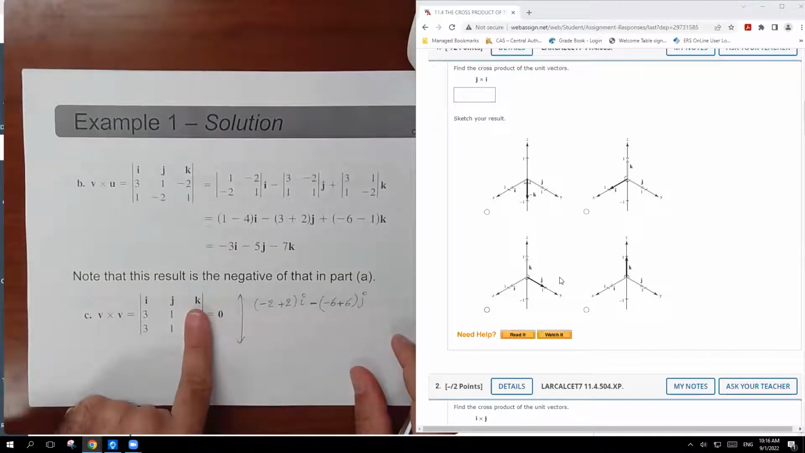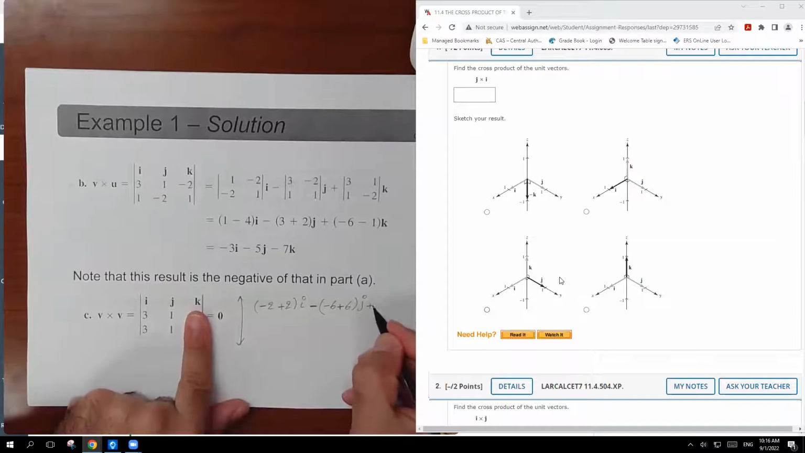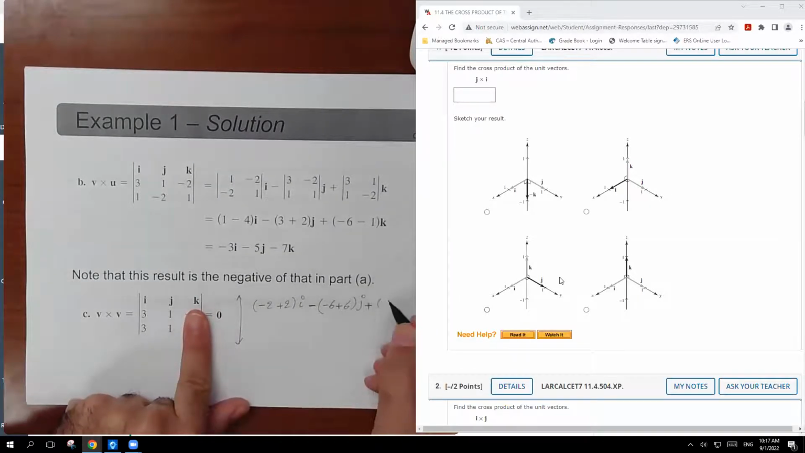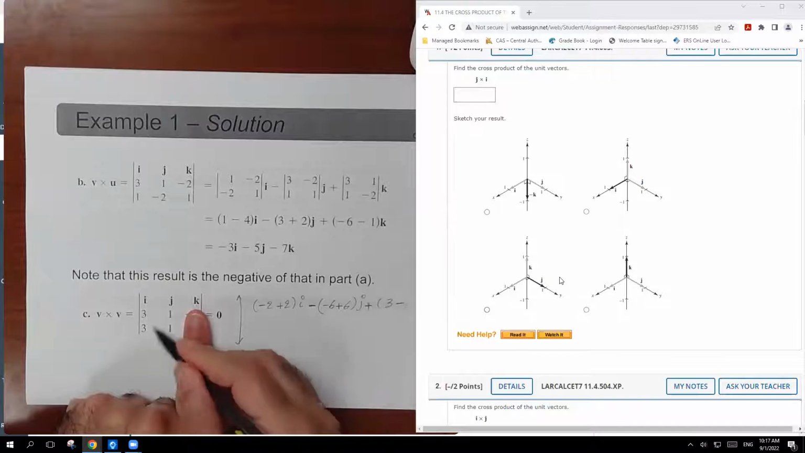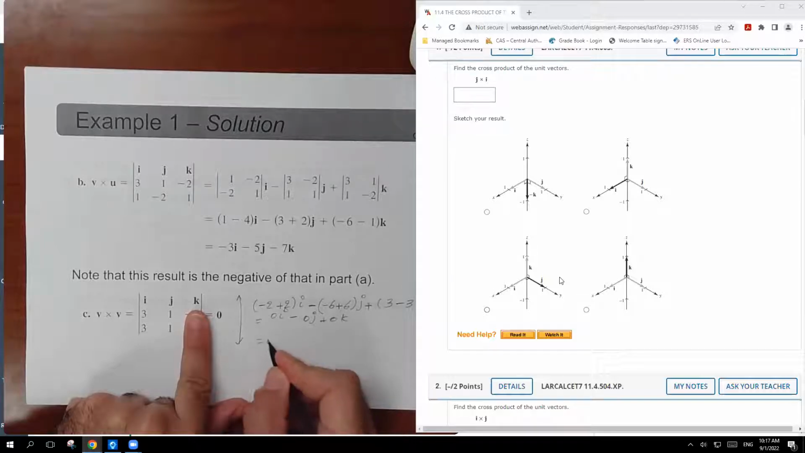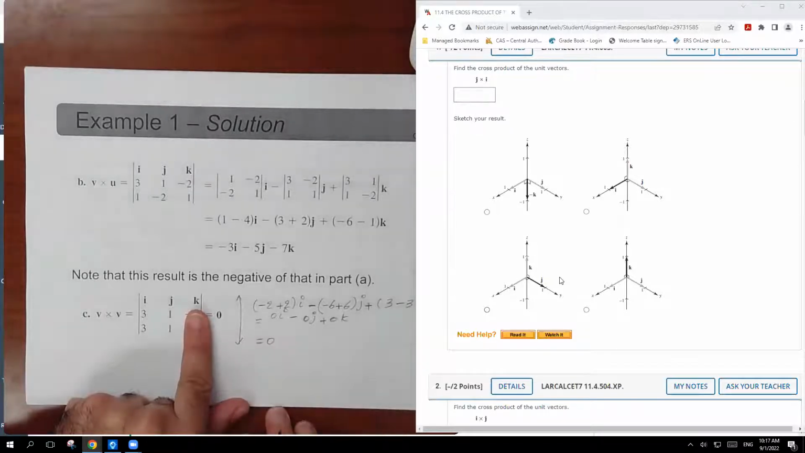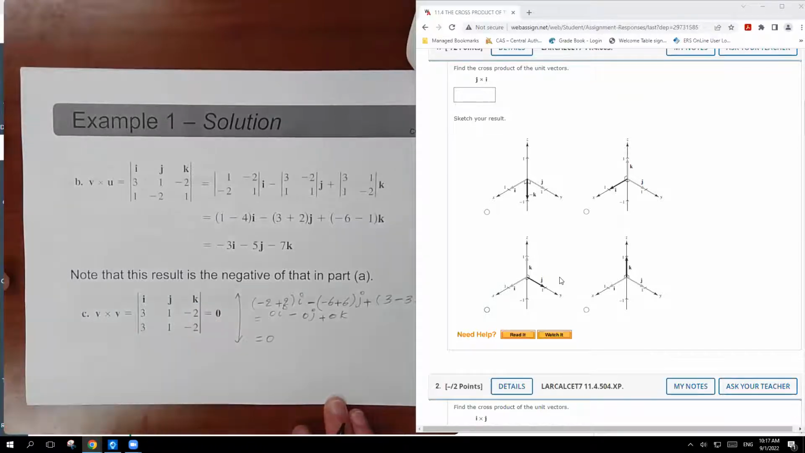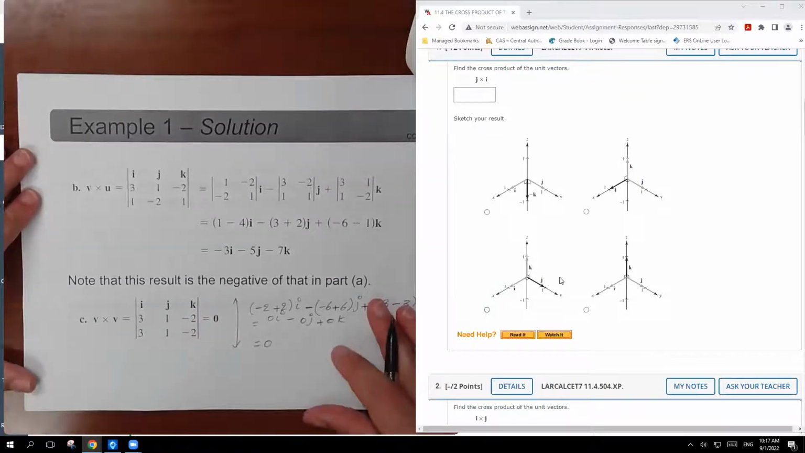Let's check the K. Plus, for the K, 3 times 1 is going to be 3. Minus 1 times 3 is going to be 3K. So this one is 0I minus 0J plus 0K. That means the result is going to be 0. So always when you multiply a vector by itself, the result is going to be 0. And we will see that when we do the examples.